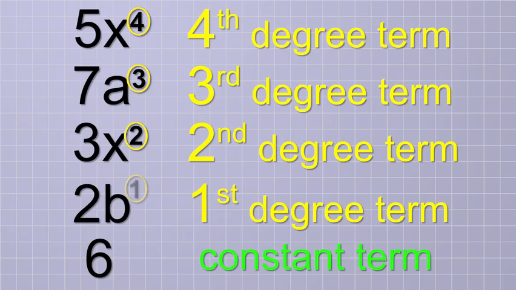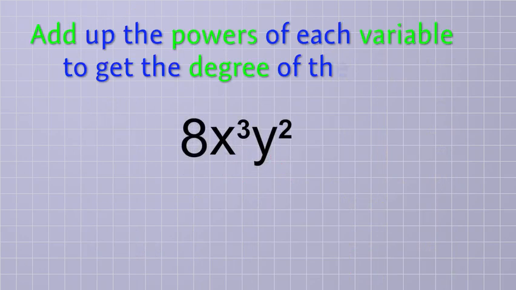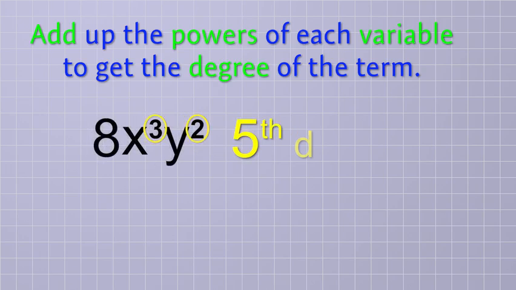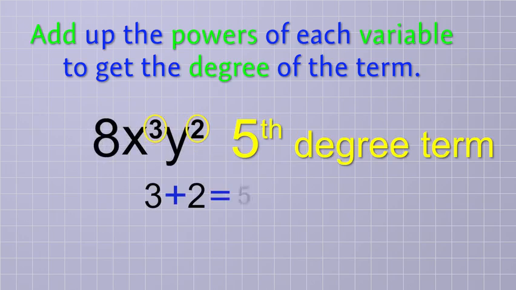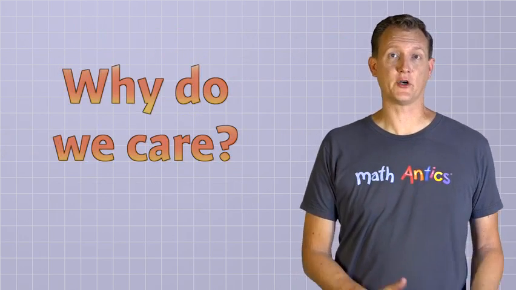Things are a little more complicated when you have terms with more than one variable. In that case, you add up the powers of each variable to get the degree of the term. Since the powers in this term are 3 and 2, it's a 5th degree term, because 3 plus 2 equals 5.